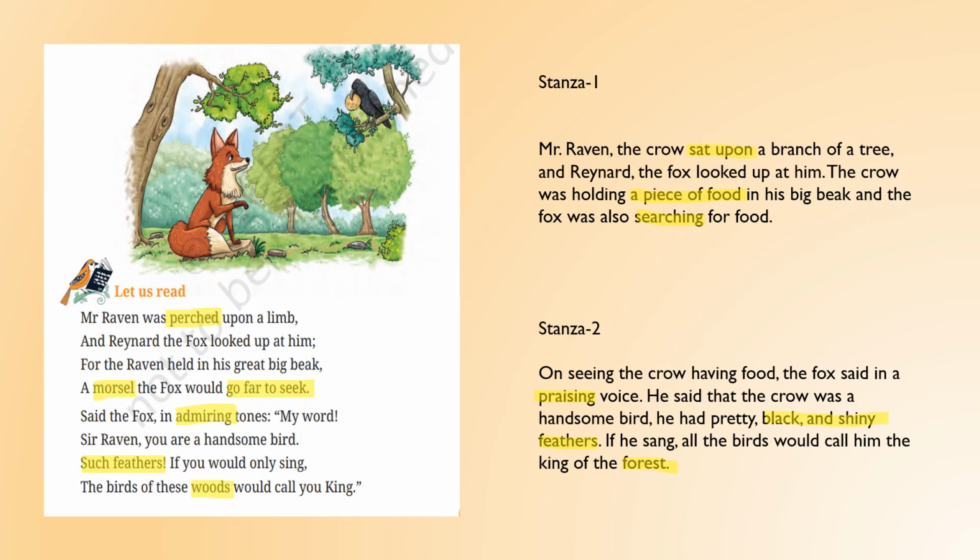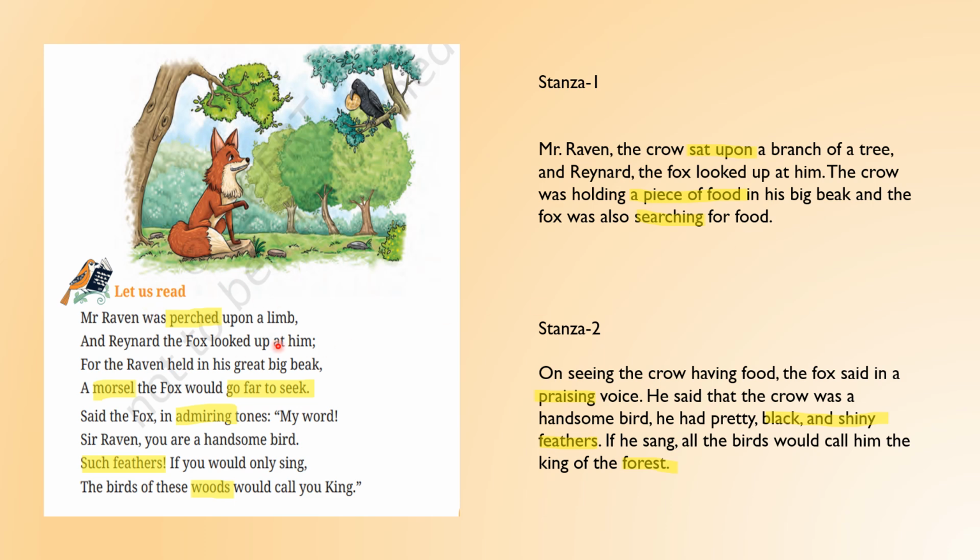So now we are going to start reading the text. Let us read the first stanza. Mr. Raven was perched upon a limb, and Reynard the fox looked up at him. For the raven held in his great big beak a morsel the fox would go far to seek. So here is the explanation. Mr. Raven the crow sat upon a branch of a tree, and Reynard the fox looked up at him. The crow was holding a piece of food in his big beak, and the fox was also searching for food.